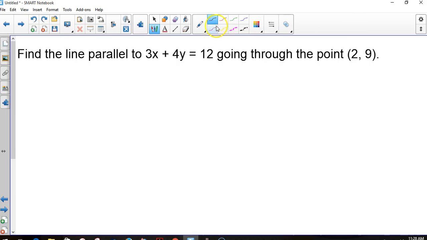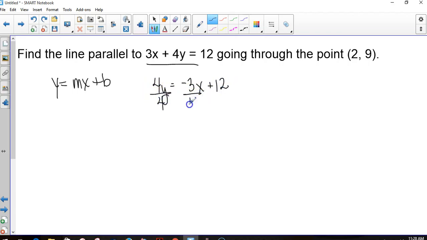The problem is I can't just pull out the slope from this because it's not in point-slope or slope-intercept form. So I need to rewrite this so that it says y equals, and then all the stuff over to the right. So the first thing I'm going to do is bring the 3x over to the other side. And so I now have 4y equals negative 3x plus 12, and then divide everybody by the 4. And so that I get y equal to negative 3/4 x plus 3.